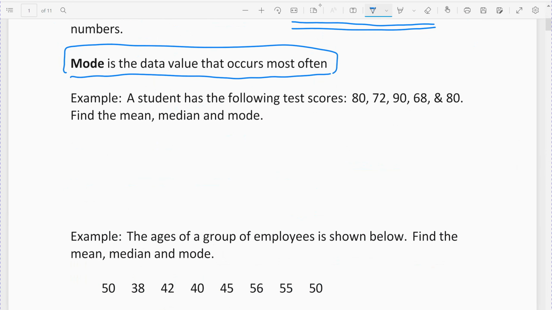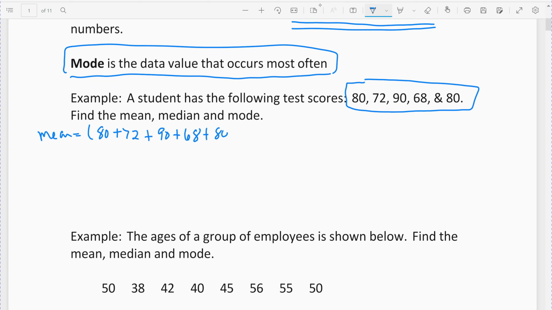Alright, so the first example. Find the mean, median, and mode for this set of test scores. So here's my set. The test scores were 80, 72, 90, 68, and 80. The mean, which would be the average test score, you take the sum of all the values, so you add them up. You take your 80 plus your 72 plus your 90 plus your 68 plus your 80, and you would divide that by how many there are. Well, there are 5 numbers there, so you divide by 5.